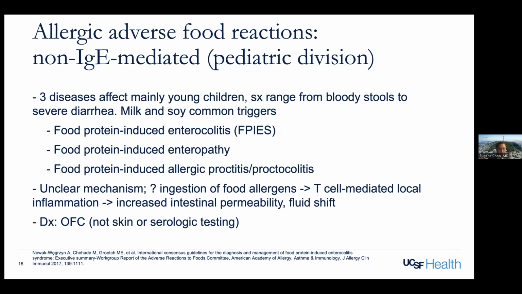Diagnostics for this, because it's not IgE mediated, this is a situation where our skin and serologic testing is not going to be helpful. It's not effective. And so food challenges become really the only way to know for sure.